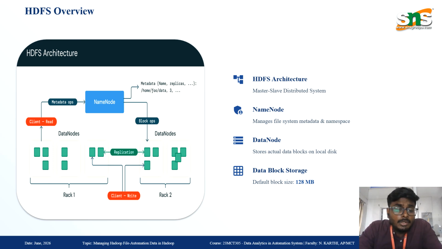An important concept here is the block size. By default, HDFS breaks files into blocks of 128 MB each and distributes them across DataNodes. This design allows parallel processing and efficient data retrieval.